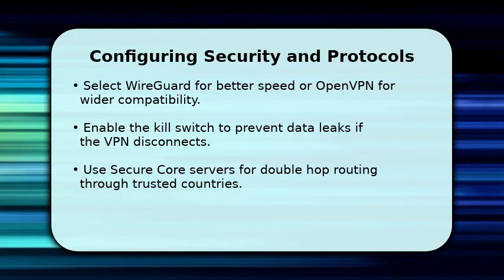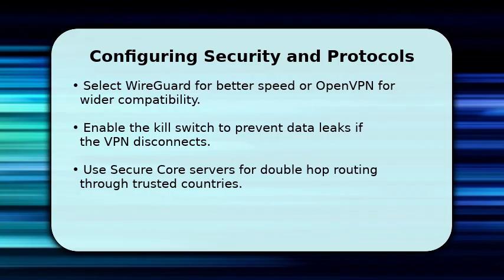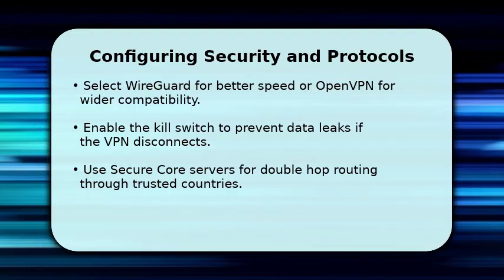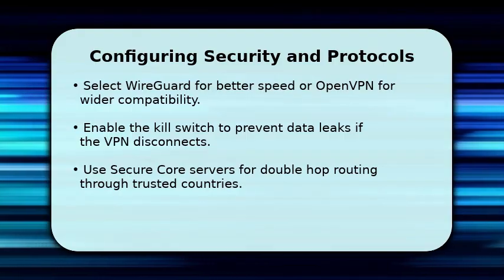Toggle the kill switch on to prevent data leaks if the VPN disconnects unexpectedly. Enable DNS leak protection and IPv6 leak blocking for additional privacy. If you need extra anonymity, pick Secure Core to route traffic through two servers in different countries. Configure split tunneling if you want selected apps to bypass the VPN connection on your device.